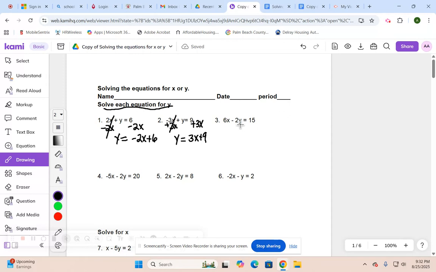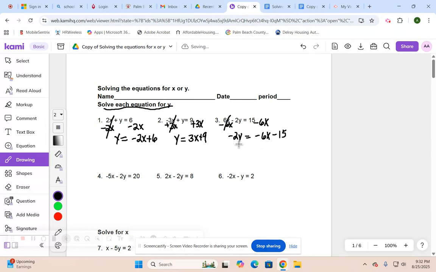Again, we're solving for y. So this one's going to be a little bit more steps. So we're going to start first by subtracting 6x from both sides to eliminate this term, to isolate for the y. So this cancels. We're going to have minus 2y left on this side. Don't forget your negative. Copy it down with your number. And on this side, we're going to have negative 6x minus 15.